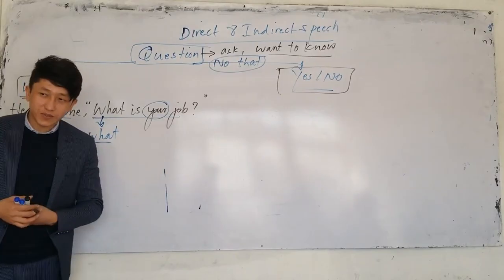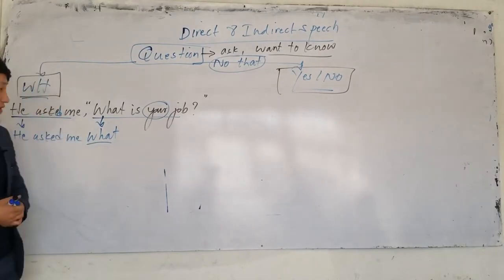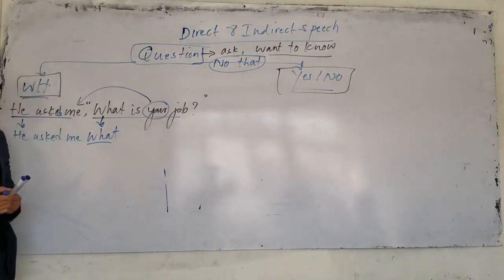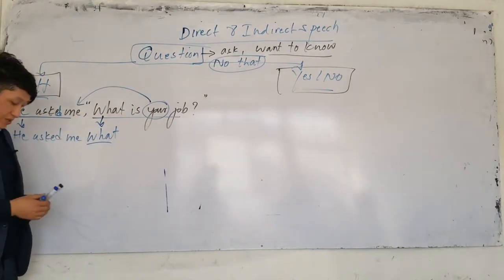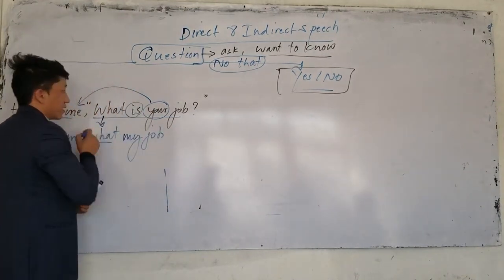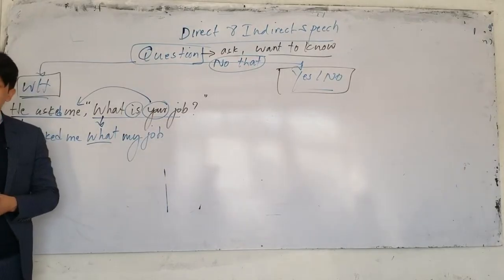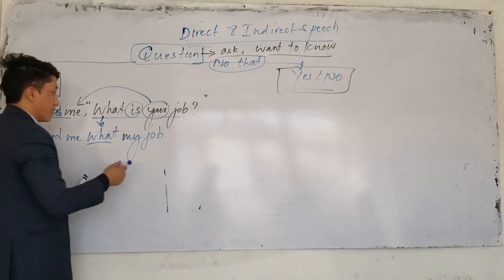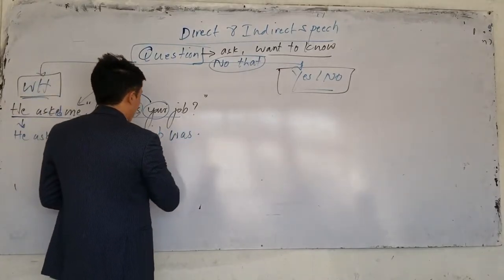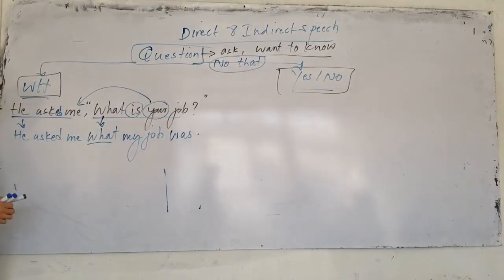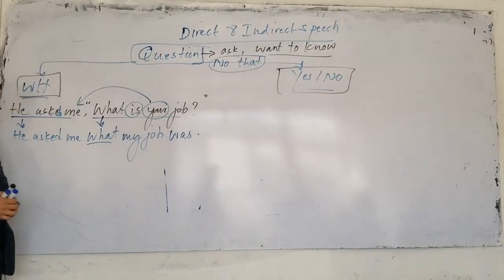Your is the second person. Second person changes according to the object. What is the object? Me. So your changes according to the me. So your job becomes what? My job. Now, after that we can change the tense. What is the tense? Simple present tense. How can I change it? What is your job becomes what? What my job was. And we don't put any question mark. He asked me what my job was. You can also change it like this. Okay?